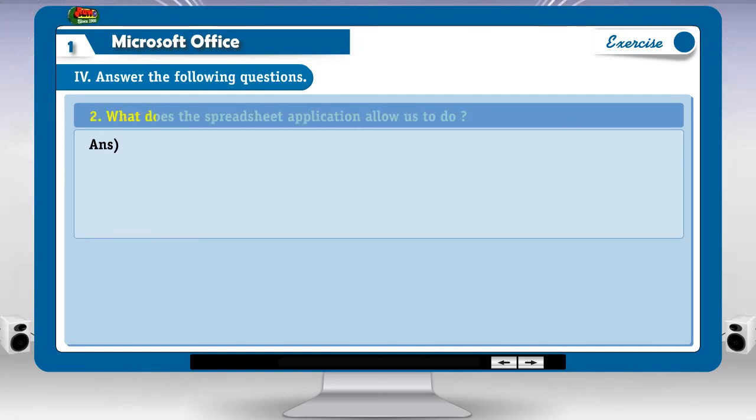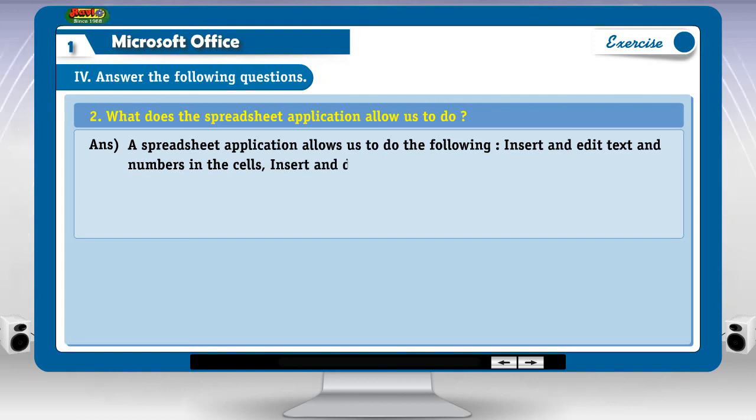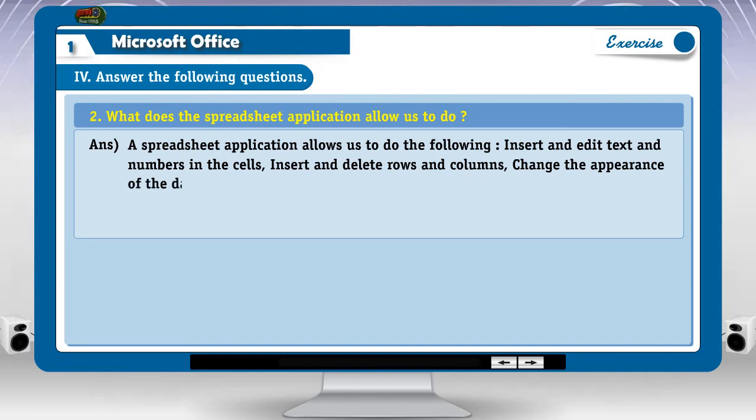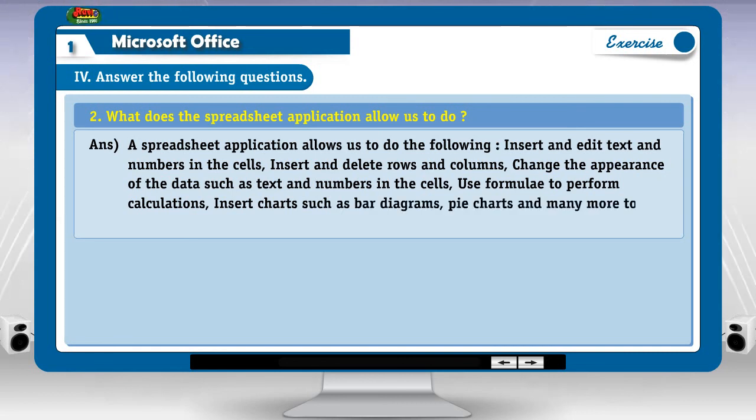2. What does a spreadsheet application allow us to do? Answer. A spreadsheet application allows us to do the following. Insert and edit text and numbers in the cells. Insert and delete rows and columns. Change the appearance of the data such as text and numbers in the cells. Use formulae to perform calculations. Insert charts such as bar diagrams, pie charts, and many more to graphically represent the data.